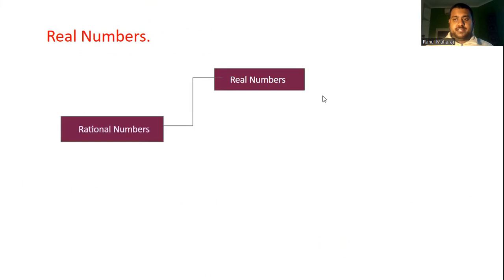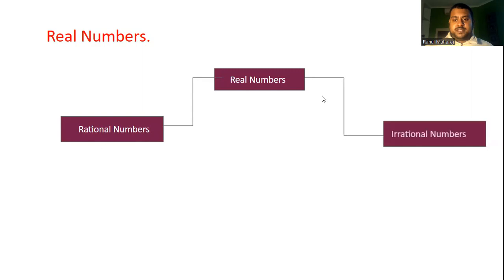rational numbers and irrational numbers. There are three types of rational numbers: whole numbers, natural numbers, and integers.